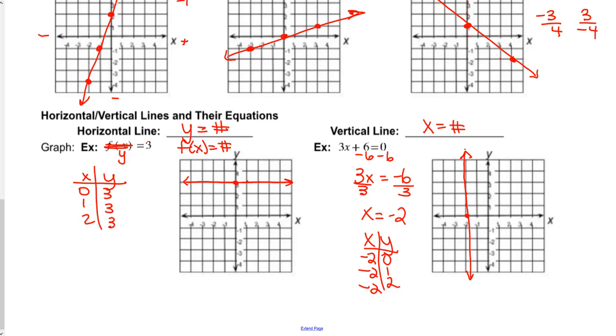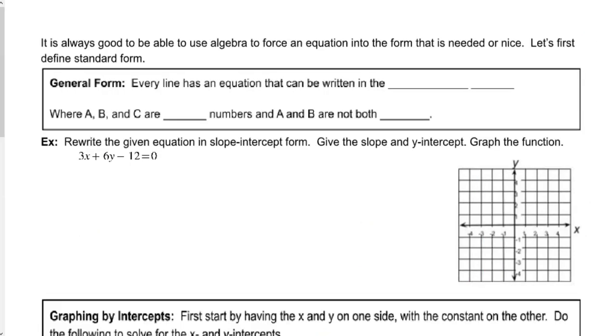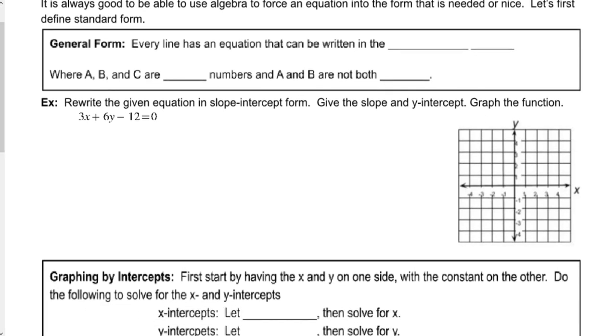We do have two last little concepts here. One is another form of your line. We have our point slope form. We also have our slope-intercept form. But in some cases, books will ask you for standard form, general form. That's what we have here. Maybe I put standard form. Your book refers to it as general form, so you may want to fix that. But here is what that is.